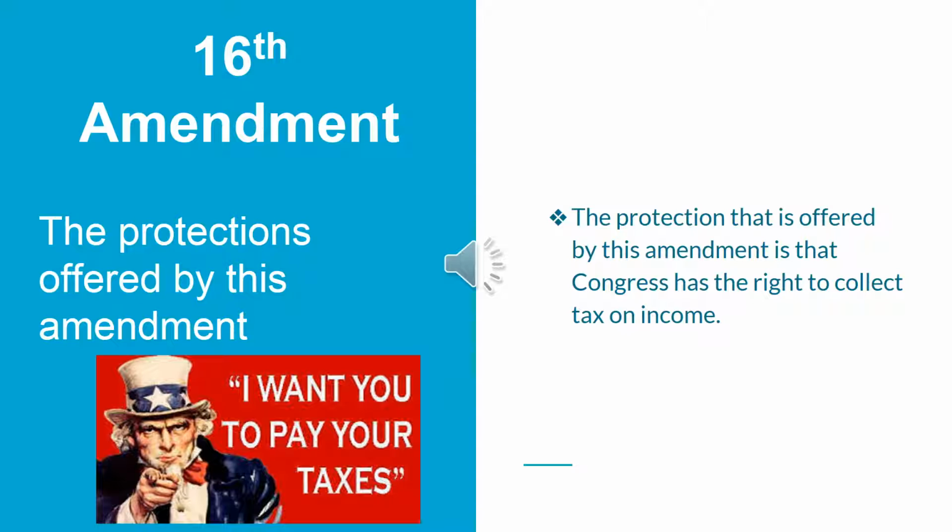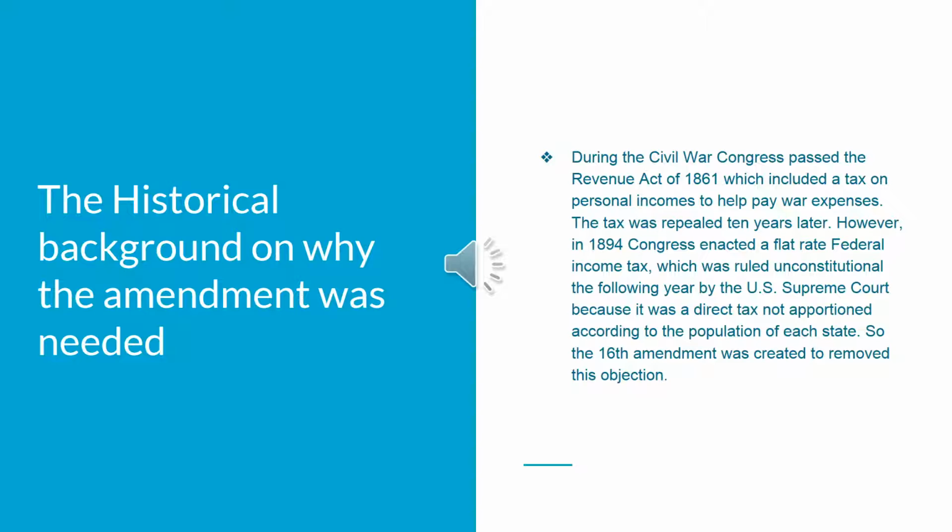The protection offered by Amendment 16 was that Congress had the right to collect tax on income. The historical background starts during the Civil War, when Congress passed the Revenue Act of 1861, which included a tax on personal incomes to help pay war expenses. The tax was repealed 10 years later. However, in 1894, Congress enacted a flat-rate federal income tax, which was ruled unconstitutional the following year by the U.S. Supreme Court, because it was a direct tax, not apportioned according to the population of each state. So the 16th Amendment was created to remove this objection.